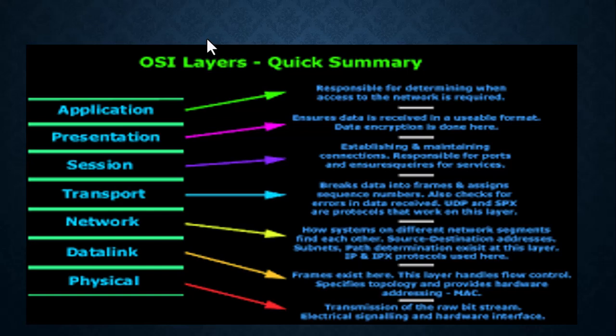There are two kinds of addressing: logical addressing and physical addressing. Logical addressing is done at the network layer, where the sender and receiver IP addresses are assigned to each data packet. And physical addressing is done at the data link layer, where the MAC (media access control) addresses of both devices are assigned to the received data packet.